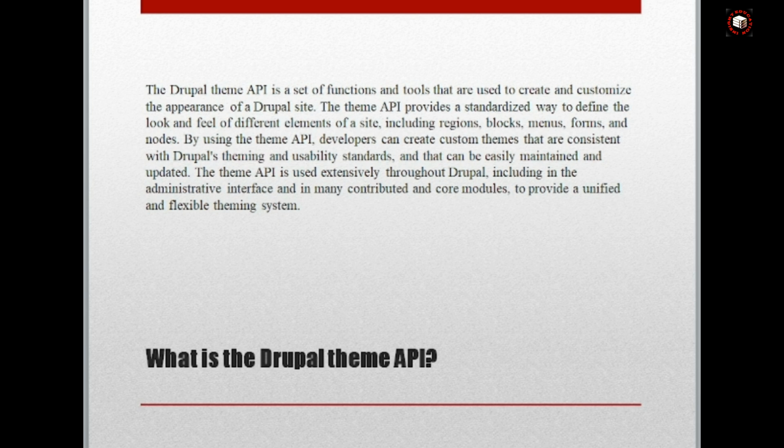By using the Theme API, developers can create custom themes that are consistent with Drupal theming and usability standards, and that can be easily maintained and updated. The Theme API is used extensively throughout Drupal, including in the administrative interface and in many contributed and core modules to provide a unified and flexible theming system.